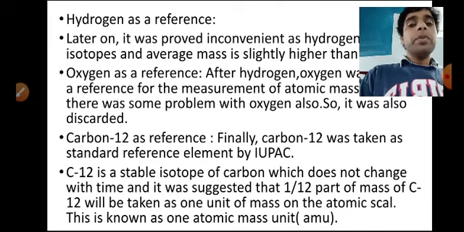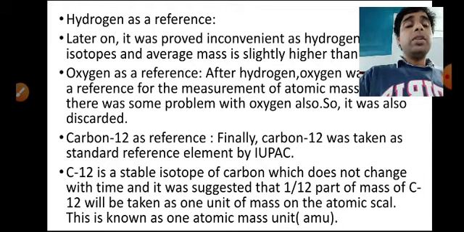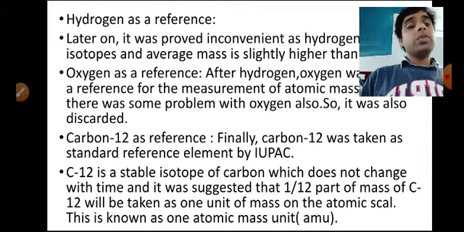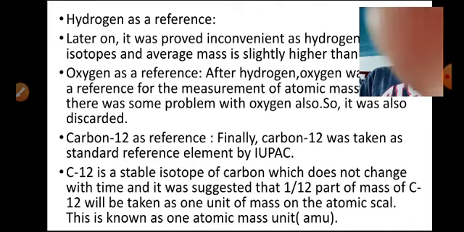Now, you know that carbon 12 is a stable isotope of carbon which does not change with time. It means that as time passes, carbon 12 will not decay in quantity and will not decompose any more. So it is a stable isotope, and it was suggested that 1/12th part of the mass of carbon 12 be taken as 1 unit of mass on the atomic scale.